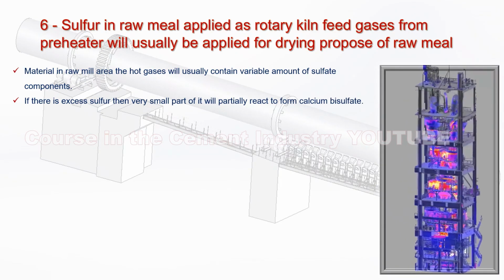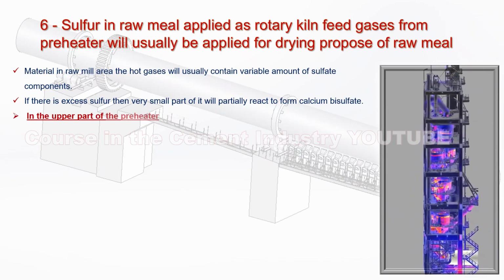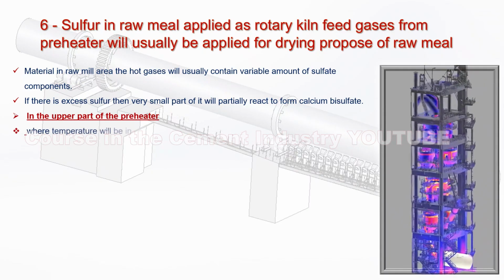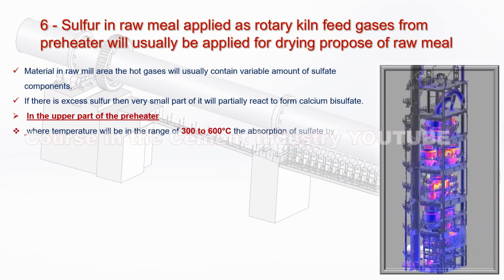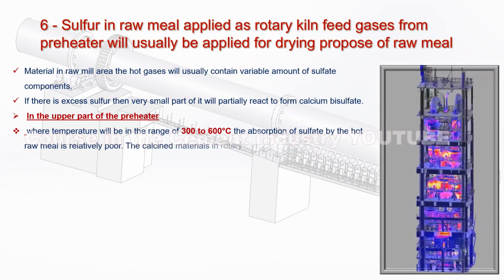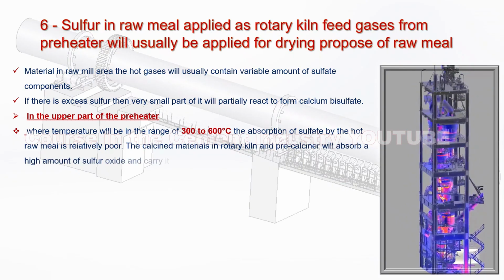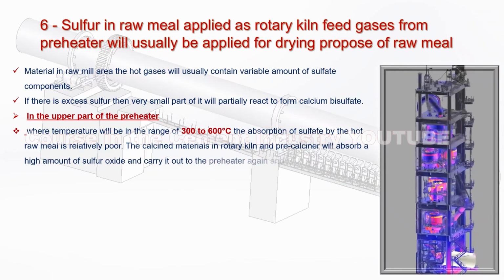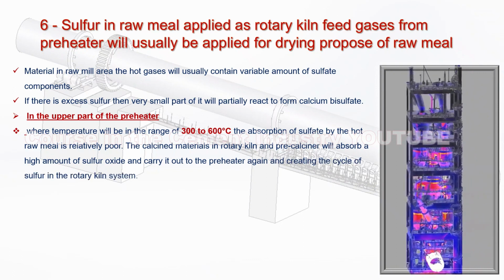In case 1. In the upper part of the preheater, where the temperature will be in the range of 300 to 600 °C, the absorption of sulfate by the hot rawmill is relatively poor. The calcined materials in the rotary kiln and precalciner will absorb a high amount of sulfur oxide, and carry it out to the preheater again, creating the cycle of sulfur in the rotary kiln system.